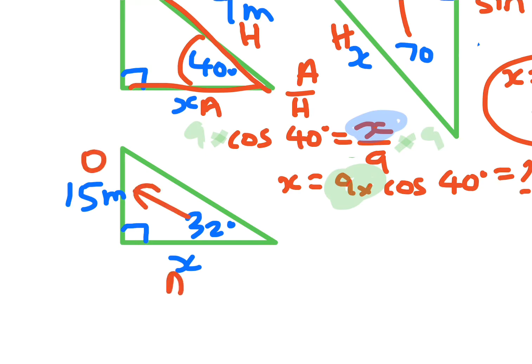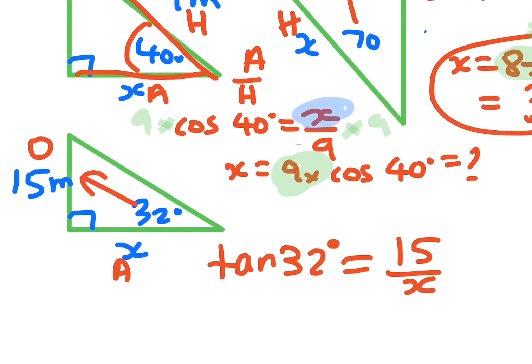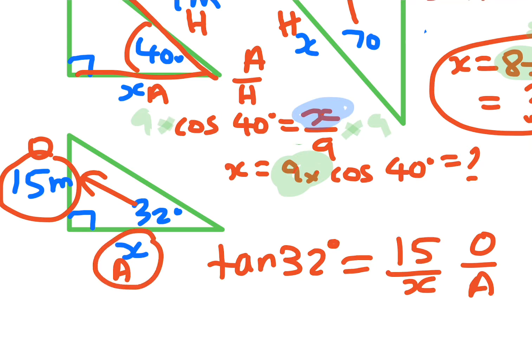Opposite is 15, adjacent is x. So that's TOA, so it's tan. So it's tan 32 is 15 over x. That order is quite important. It's O on A. And O is 15, that's why 15's first. And then x is on the bottom.